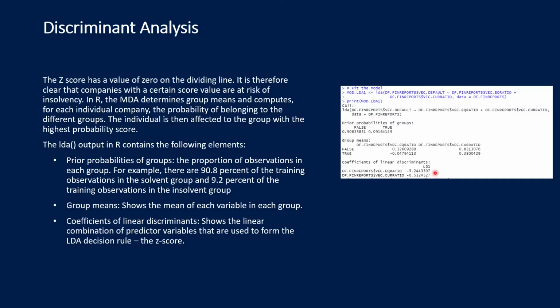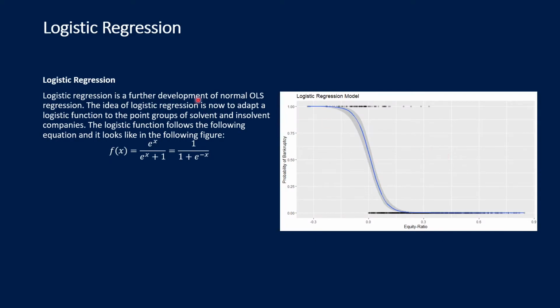Now let's have a look at logistic regression. The logistic regression is a further development of normal OLS regression. The idea of logistic regression is now to adapt a logistic function that we see here to the point groups of solvent and insolvent companies.